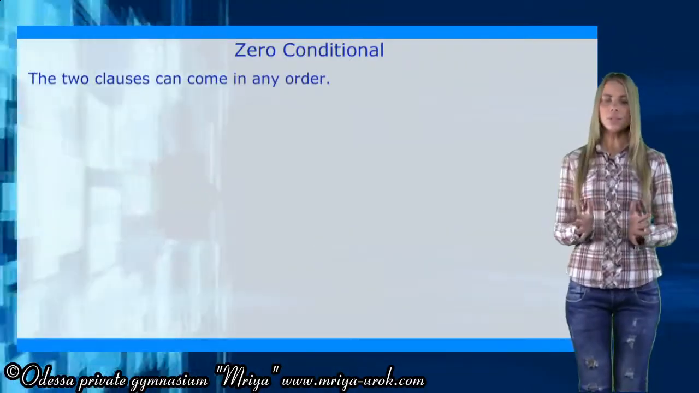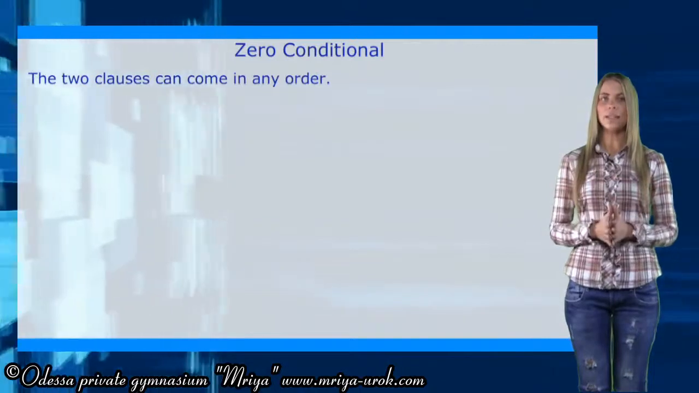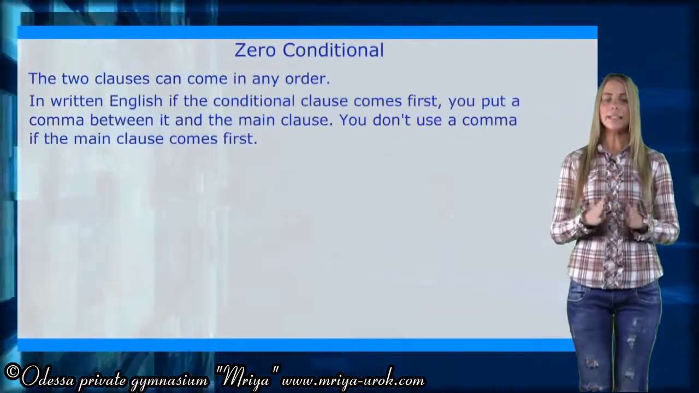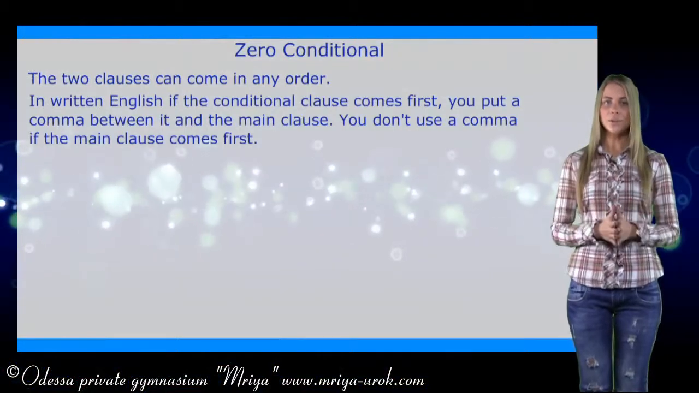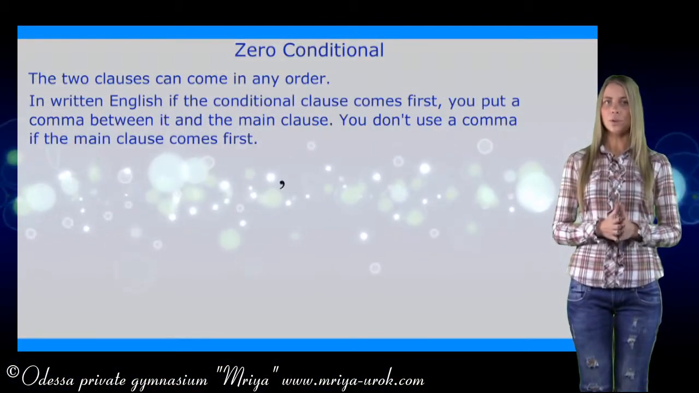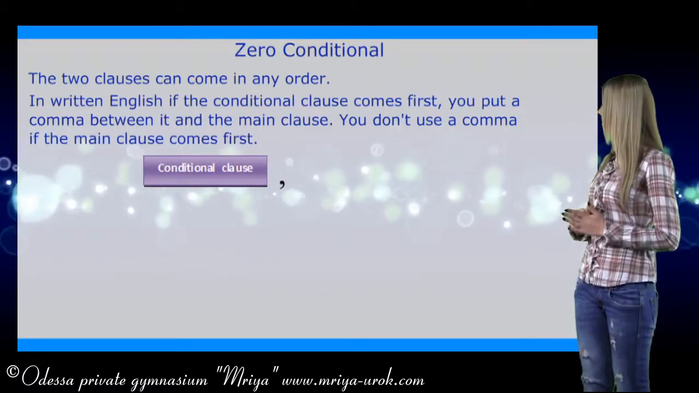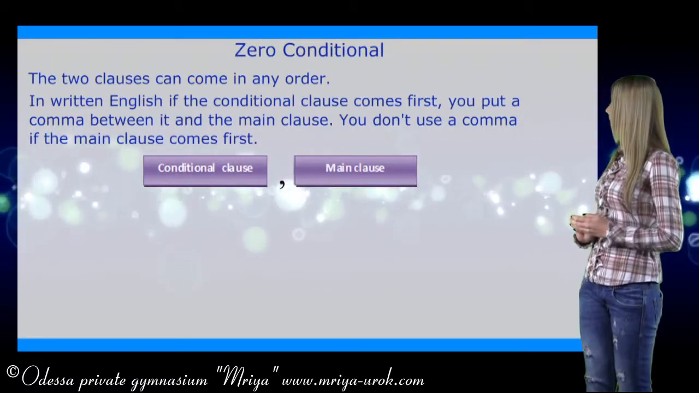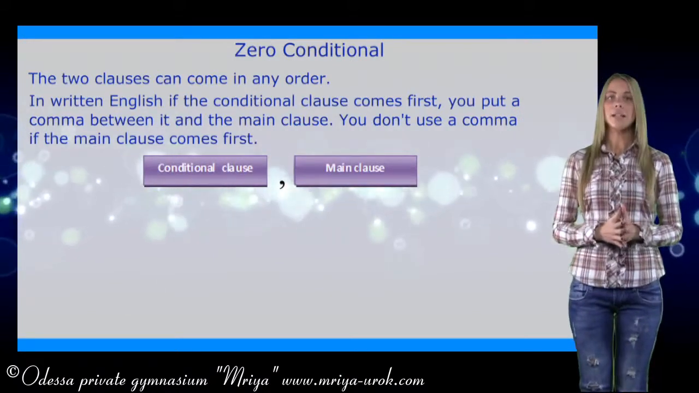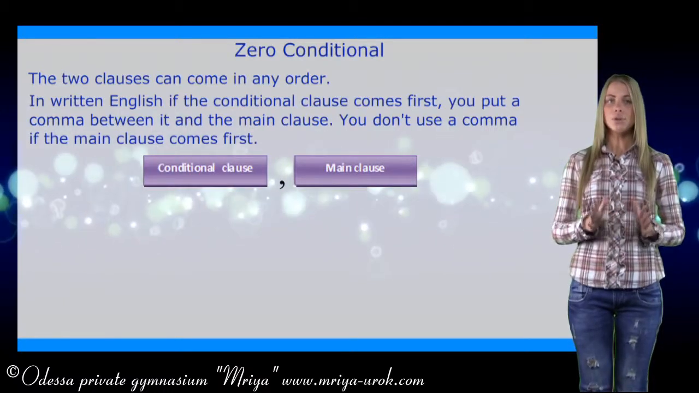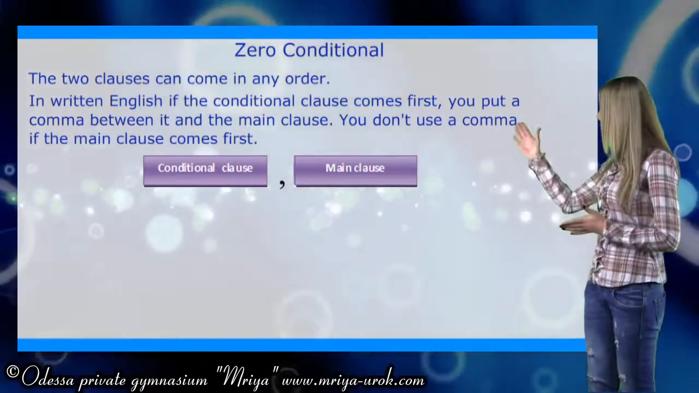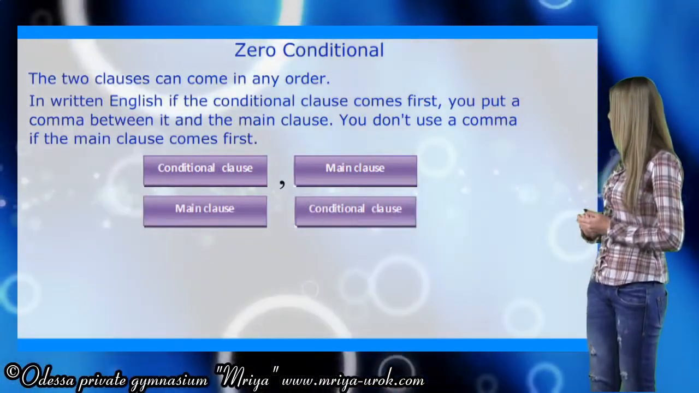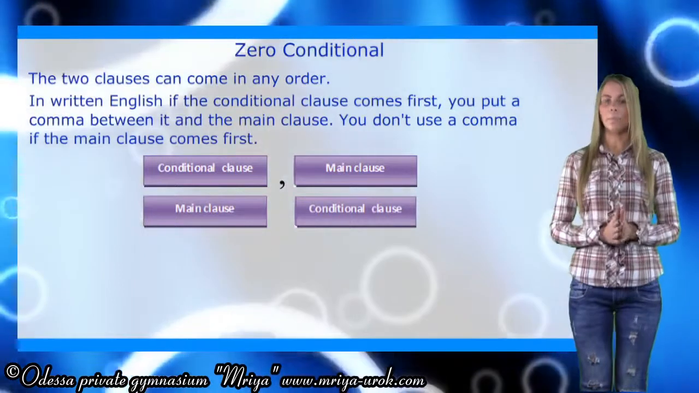The two clauses can come in any order in the sentence. In written English, if the conditional clause comes first, you put a comma between the conditional clause and the main clause. But if the main clause comes first, you don't need any comma. Look here please. Main clause and conditional clause. You don't put any comma.